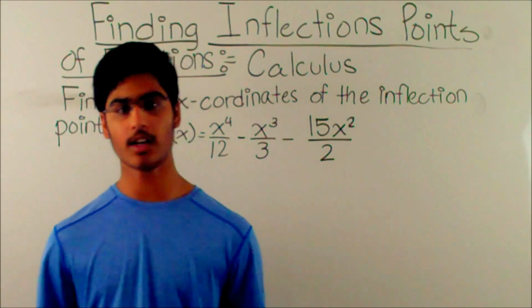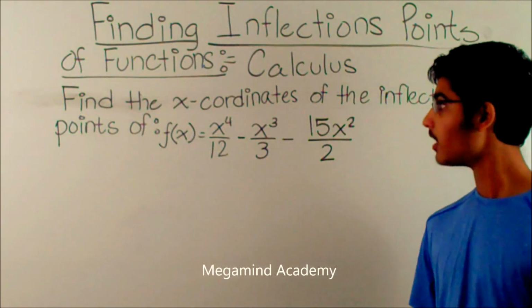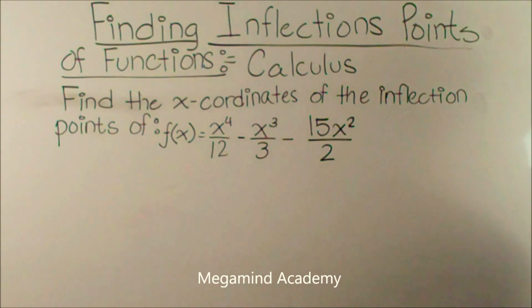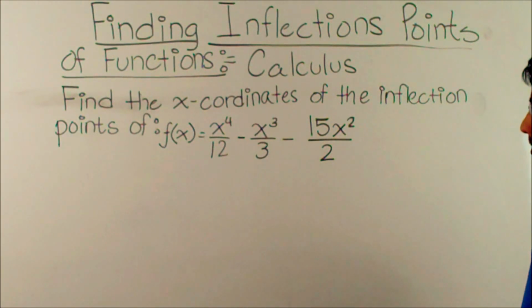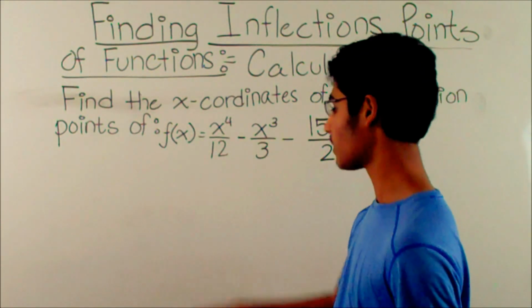Today we're going to learn about finding inflection points of functions. Let's say we have to find the x-coordinates of the inflection points of f of x is equal to x to the fourth over 12 minus x cubed over 3 minus 15x squared over 2. So, how do we do this?